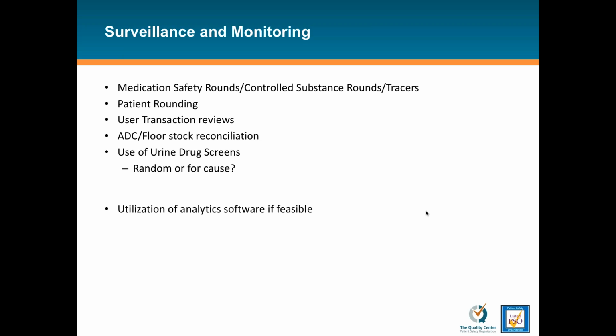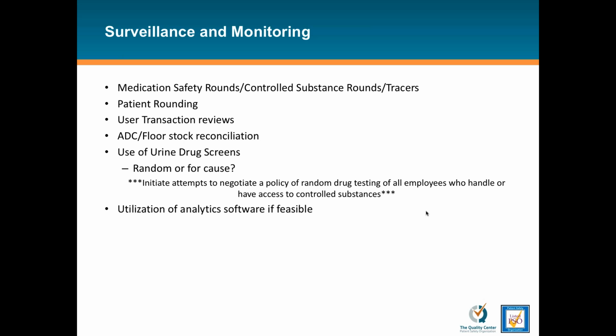Round on patients, asking them how their pain control has been, and review different transactions and reconcile those transactions. One thing I'm not going to say one way or the other, but based on what we found with the other institutions that had the visit, is at least have the discussion around urine drug screens. Should they be random or should they be for cause? There are arguments on both sides. Ensure that you've had that conversation with your employee health, those responsible for controlled substances, and your risk management or HR departments, to ensure that you all agree on the best way for your institution to move forward.